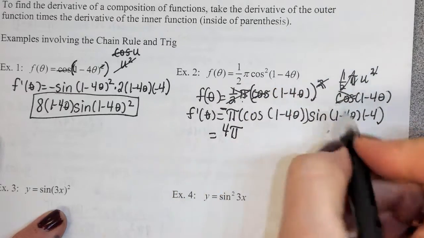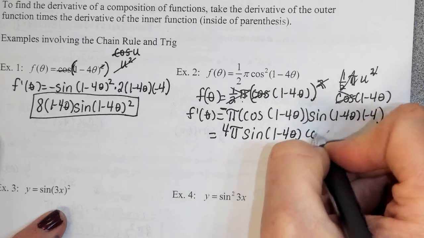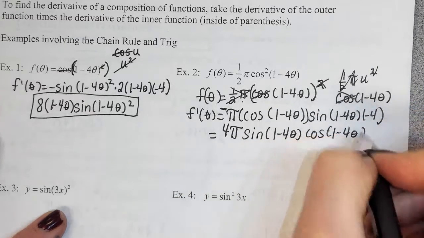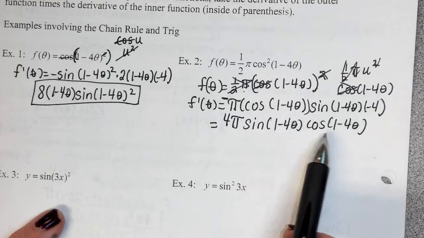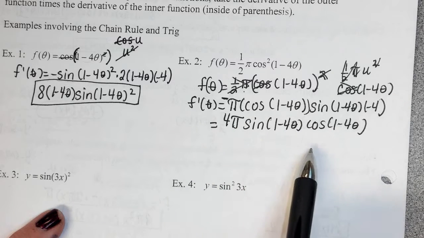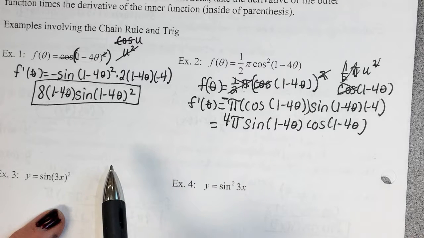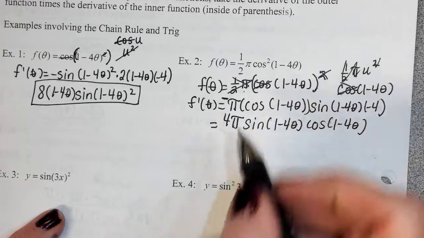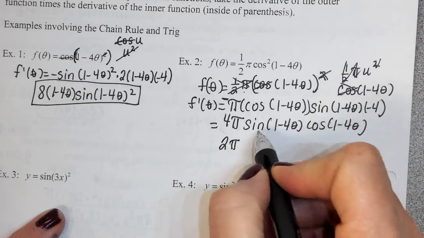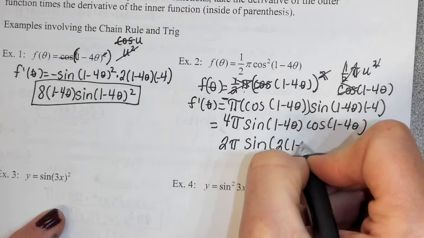That's 4 pi. Now I have sine of 1 minus 4 theta, and I have cosine of 1 minus 4 theta. Does anybody notice what this is the same as? How I can do more with this? This is a sine u cosine u. So what can I use? Double angle formula. This is my a. I divide my a by 2. I have sine u cosine u. So it's going to be the sine of 2u.